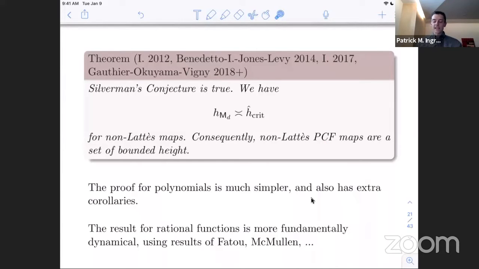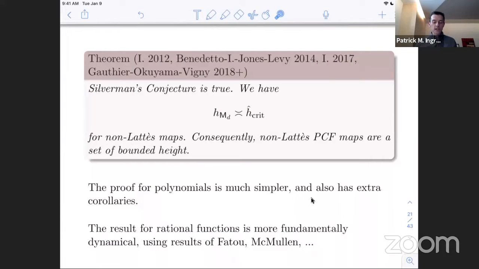And that's just saying that this asymptotic is true when the right-hand side happens to be 0, which is still non-trivial, right? I mean, it's giving you some boundedness over here. And then the full conjecture was done a couple of years later using essentially the same tools. And those two papers, the proofs were much more fundamentally dynamical. So they're somehow deeper than the case of polynomials, but at the same time, they lack some of the additional corollaries, which I'll mention on the next slide.